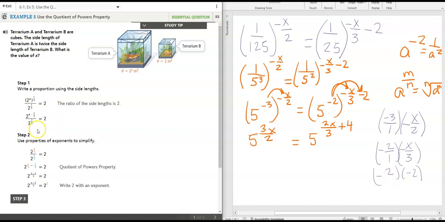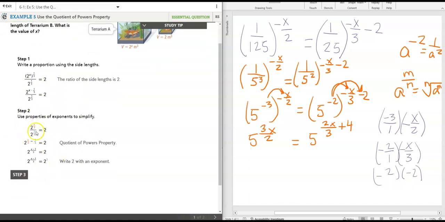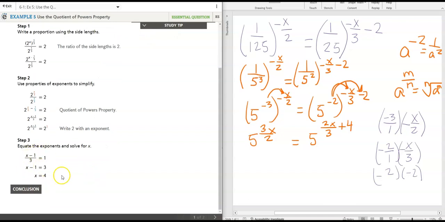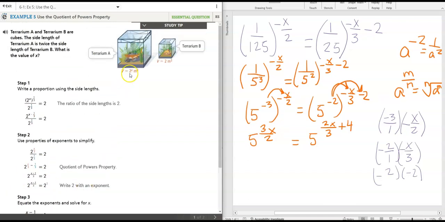So they set their problem up, and then they're going to simplify. When I divide my powers, I subtract. So they're subtracting those exponents here, and then they're going to solve. And so again, because our bases are the same, we can eliminate them, and now we can solve our problem. And so the value of X is 4 in this problem here.